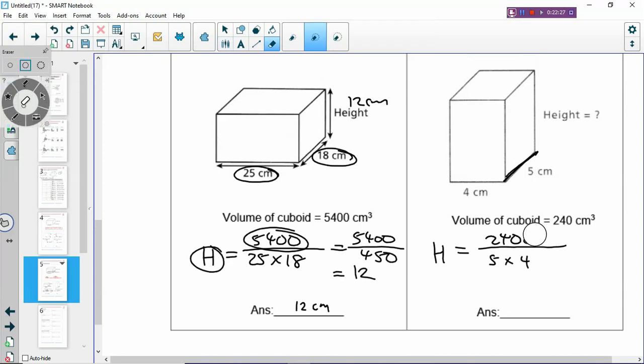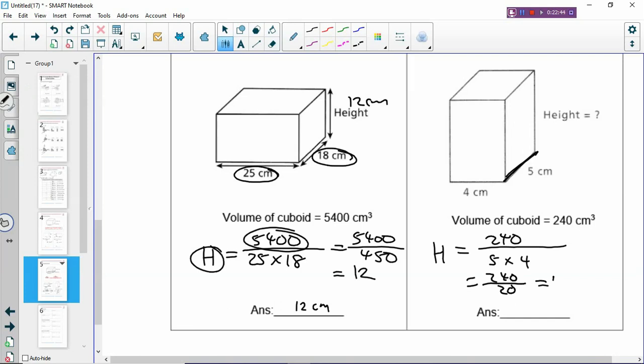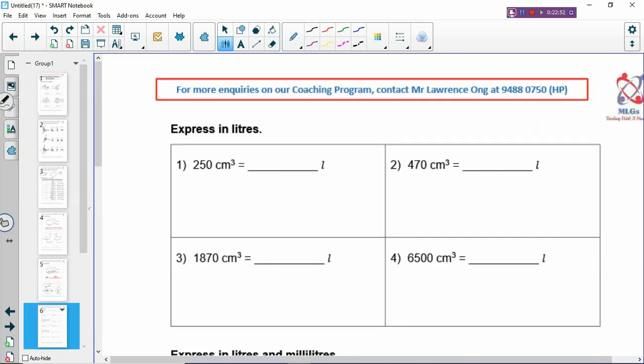If you are going to leave out the unit sign, make sure you write all in numbers. Make sure you don't have any unit sign, right? If you want to write in numbers only, then you have to be consistent in what you are doing. So 240 divided by 20, and you will get 12 cm. So what's the height of the cuboid? The height of the cuboid is 12 cm. Alright? Okay, let's go on to another part of the lesson.